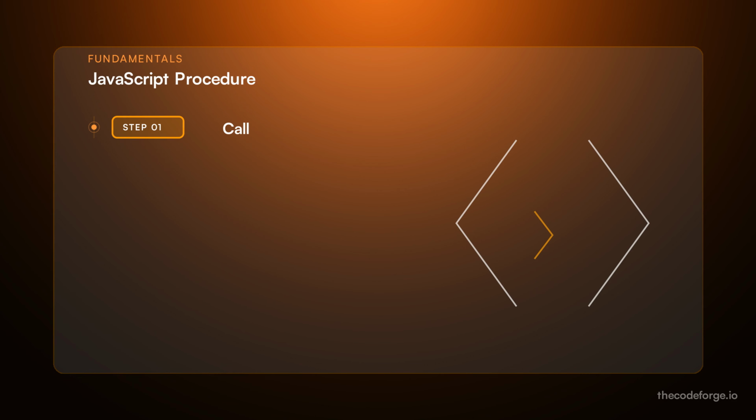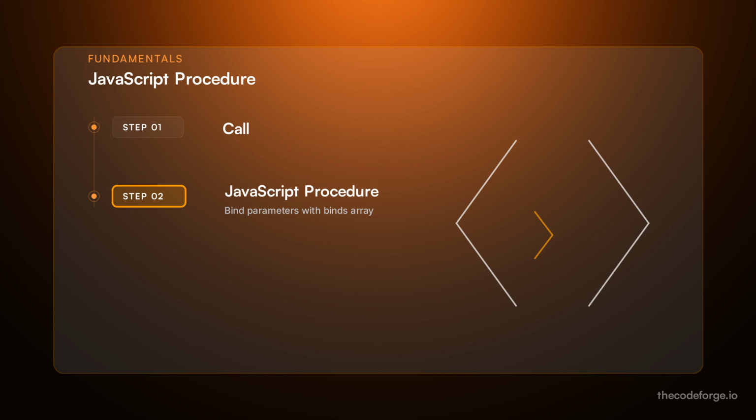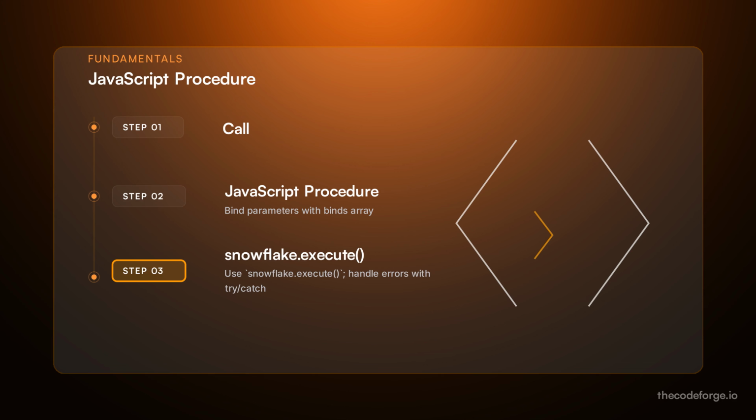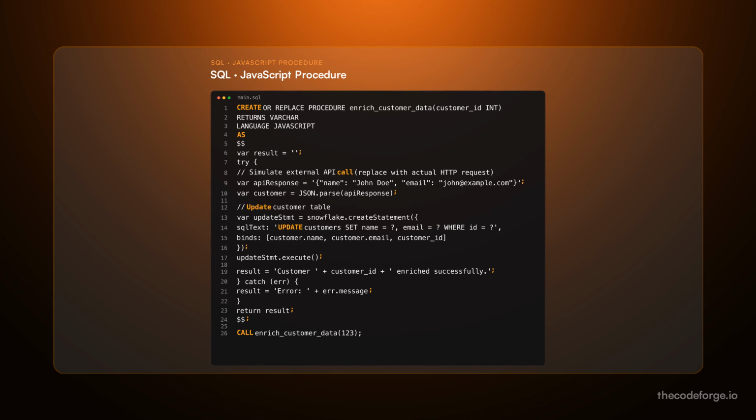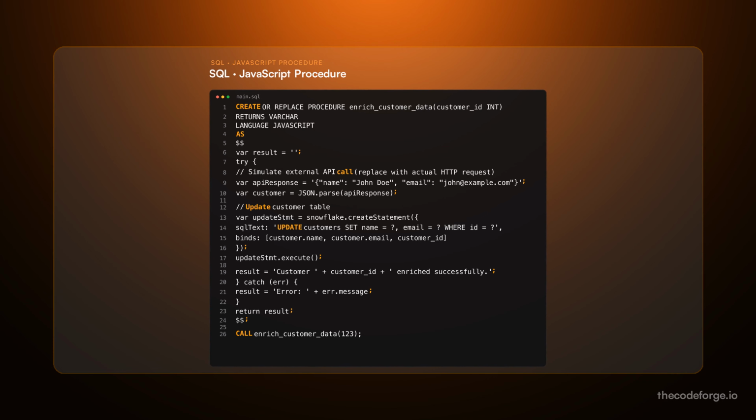JavaScript stored procedures offer more flexibility for complex logic or external API calls. They use Snowflake's JavaScript API, calling snowflake.execute with a binds array, handling errors with try-catch, and returning a string result. Here's an example that enriches customer data. The JavaScript procedure simulates an API call, then updates the customer table using a parameterized statement. Use try-catch for error handling. Prefer Snowflake scripting for simpler tasks. JavaScript is for complex integrations.